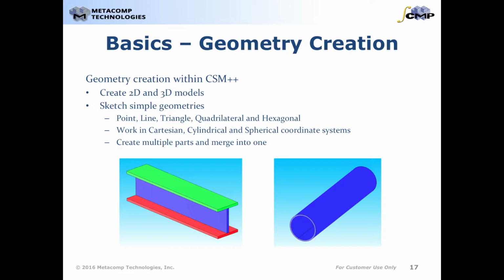Let us now go over some of the basics in CSM++, starting with geometry creation. In CSM++, the user can create 2D and 3D models. They can sketch simple geometries involving points, lines, triangles, and quadrilaterals, work in several different coordinate systems, create multiple parts, and merge into one.